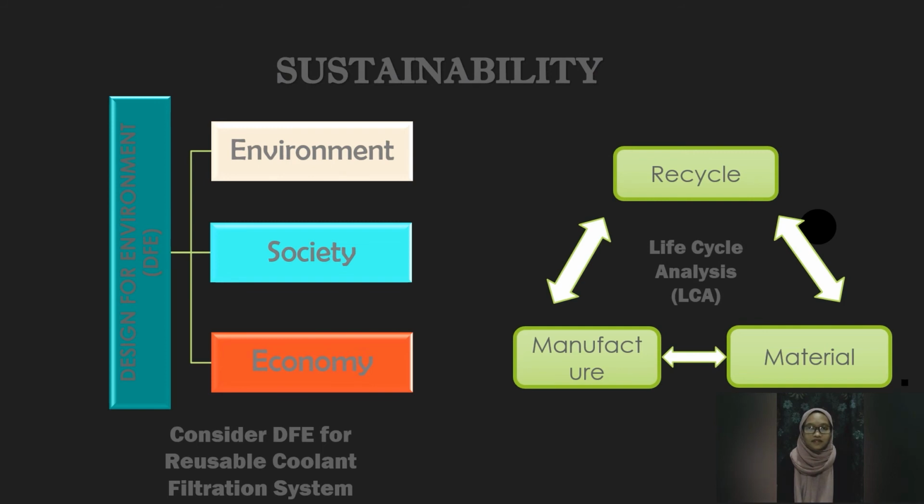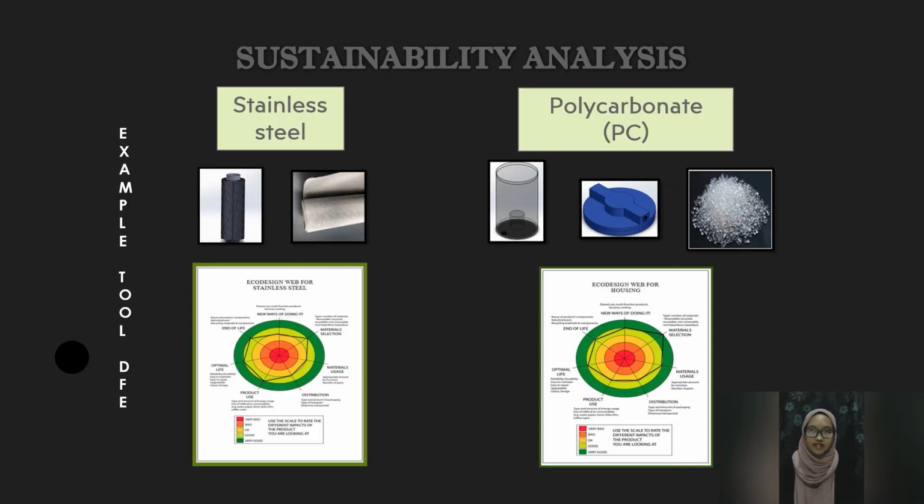For the sustainability analysis, we consider the design for environment, DfE, for our product, the reusable coolant filtration system. The DfE consists of environment, society, and economy. Next, the life cycle analysis consists of three things: recycle, material, and manufacturing. Lastly, this is an example of the DfE, the Eco Web design. The filter uses stainless steel material, and the body housing uses polycarbonate material. In the case of each template, it has been shown that all criteria have a good impact on each component. That's all from me. Thank you.